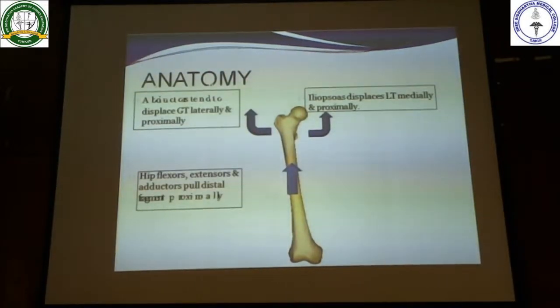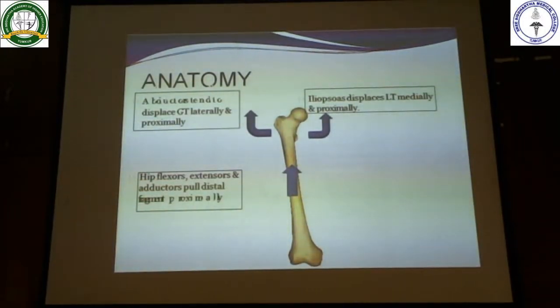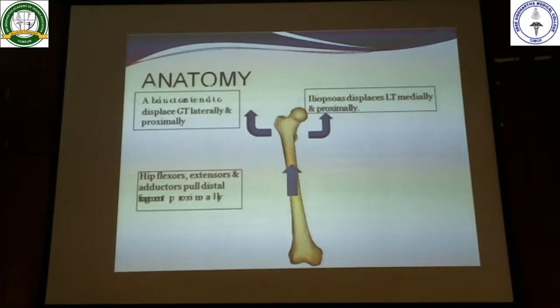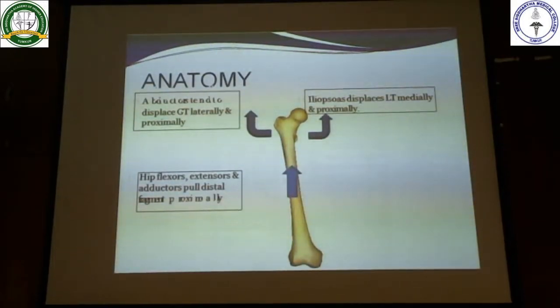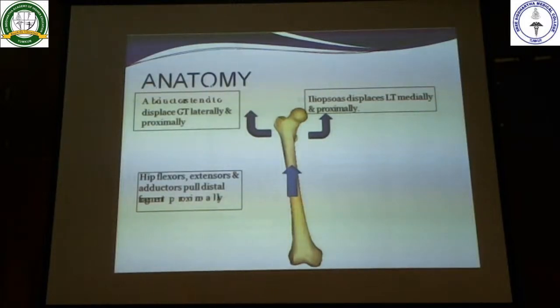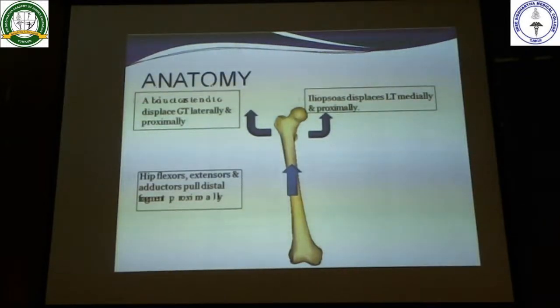So this is again just a diagrammatic representation of the anatomy, what happens actually when the fracture takes place. You can see there GT, that is the greater trochanter, is displaced laterally and proximally. The hip flexors, extensors and adductors pull the distal fragment proximally, and the iliopsoas displaces the lesser trochanter medially and proximally. If you follow those arrows there, the abductors will displace GT laterally and proximally, and all the other changes will also take place. So this will give you a brief idea of what you can expect the attitude of the limb to be when the patient presents with an IT fracture.